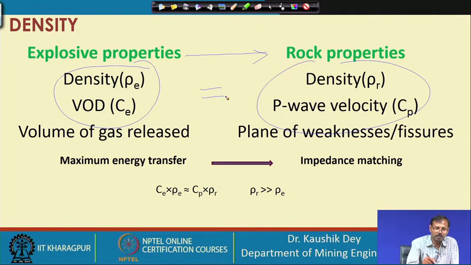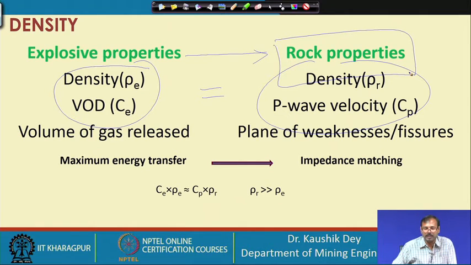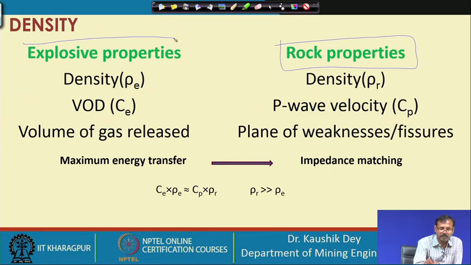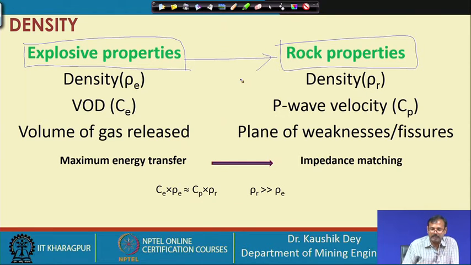Basically, as for the rock part, we do not have any control over that. The rock is in situ in the earth, and as it is found there, we have to take care of that. But we have the option to change our explosive or its properties, so that we can match the explosive with the rock, and that can be done only by changing these two. So, our objective is to choose the explosive in such a manner that the explosive impedance comes closer to the rock impedance.